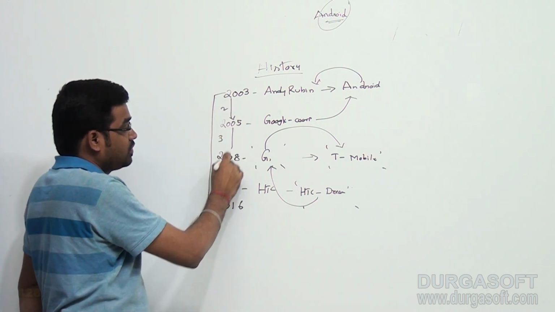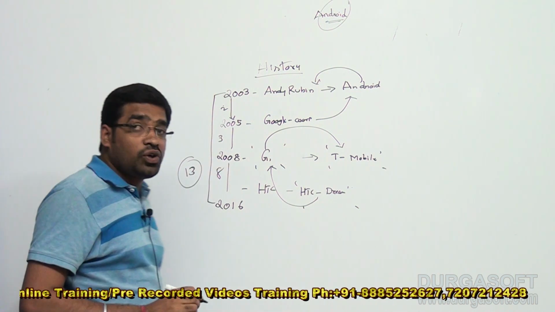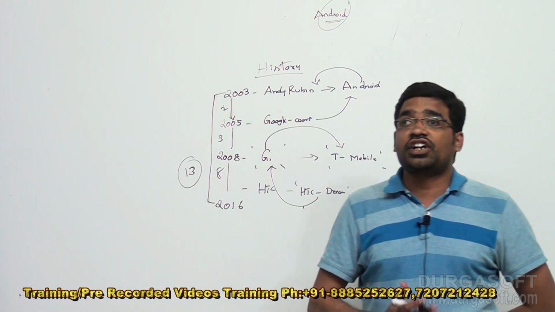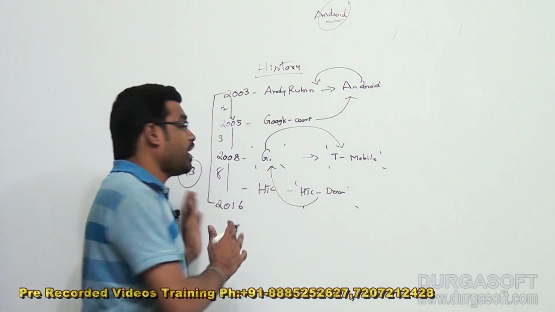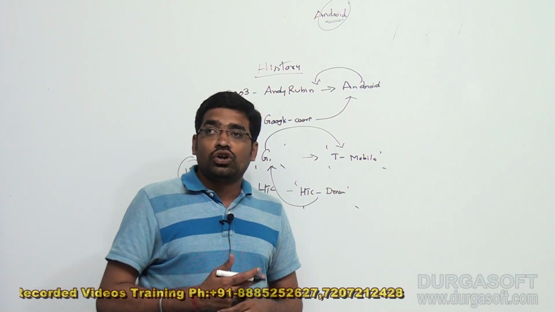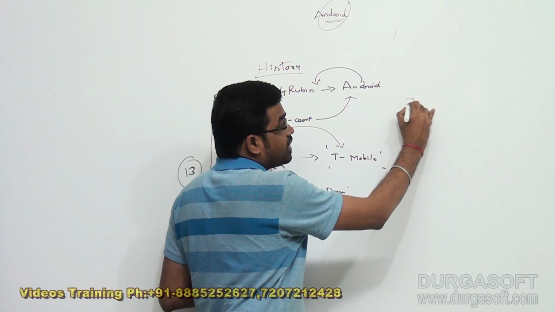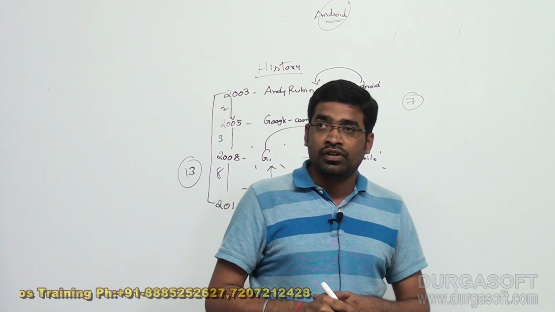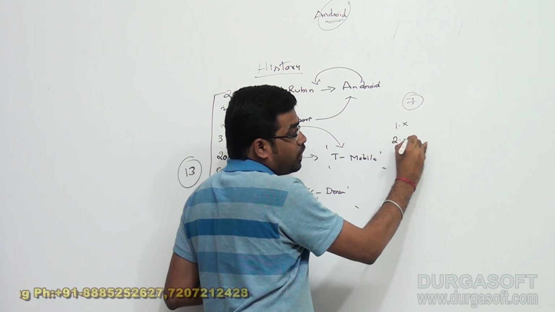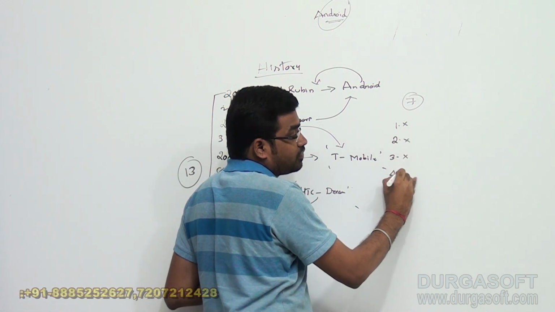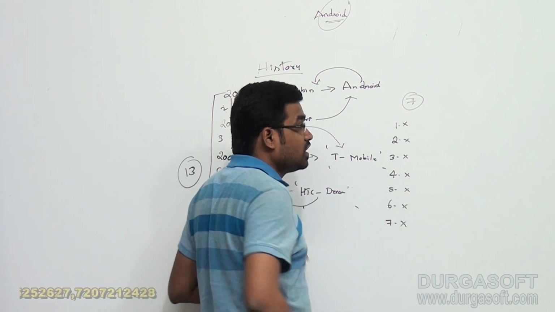Sorry, 8 years. How many total years? Yes, 13 years. Our Android lifespan is 13 years. In 13 years of Android lifespan, Google introduced a total of 7 versions of Android: Android 1.x, 2.x, 3.x, 4.x, 5.x, 6.x, and 7.x.